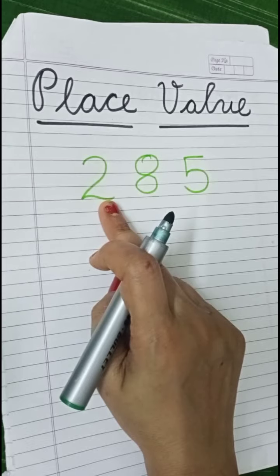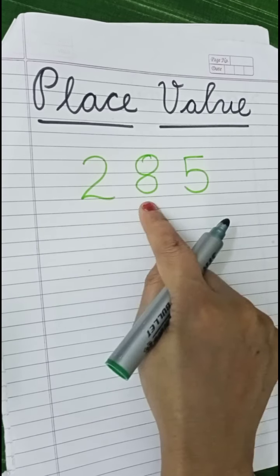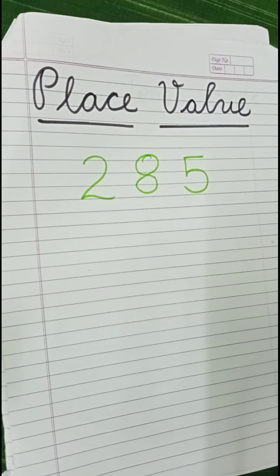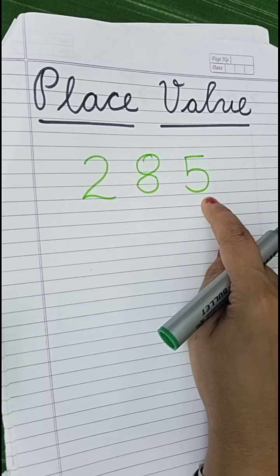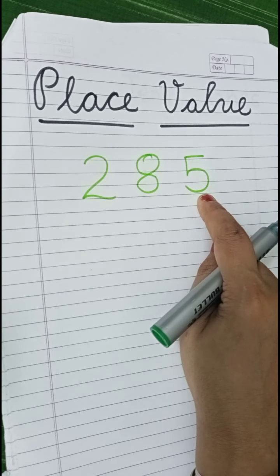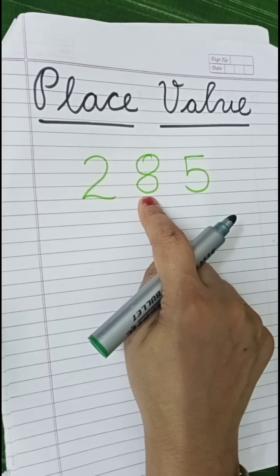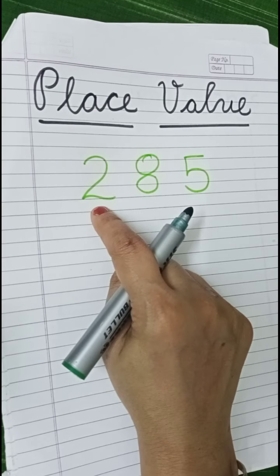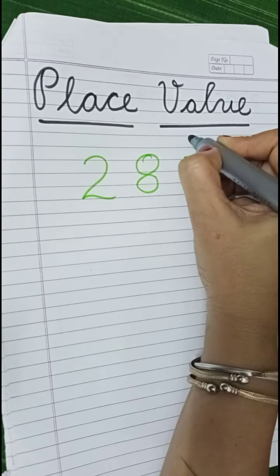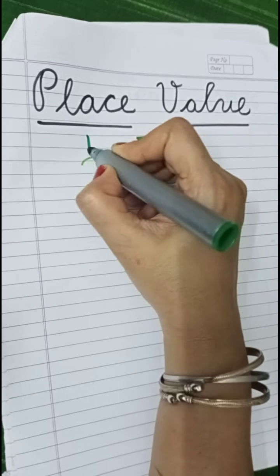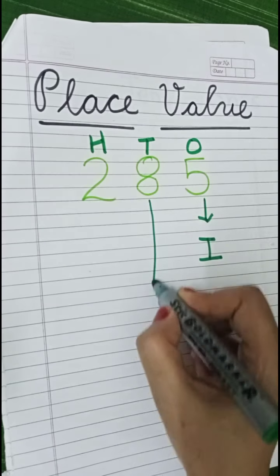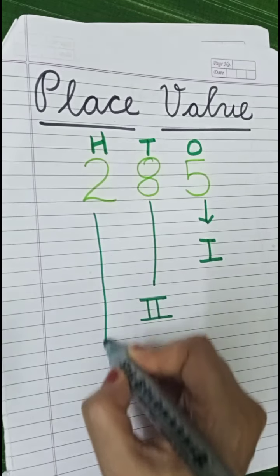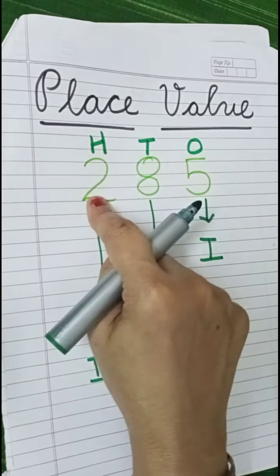Now I have written a three digit number, 285. In this 285 it is a three digit number, isn't it? And here this 5 represents 5 ones, 8 represents 8 tens, and 2 represents 2 hundreds. So in short we write ones, tens and hundreds. So 5, this is a first place, and 8 second place, and 2 third place. This number is in third place.